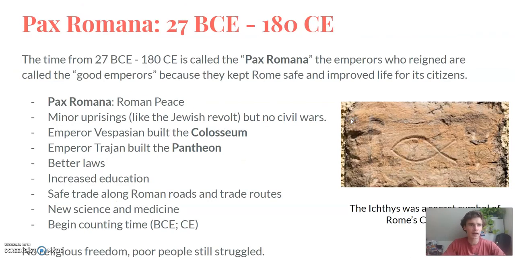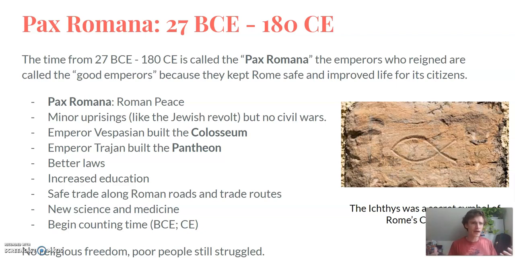So, Pax Romana is this time called the Roman peace in Latin. And it lasts for over 200 years. And this time is pretty awesome to be a citizen of Rome. The emperors who reigned during this time are mostly called the good emperors because they kept Rome safe and improved life for its citizens. So Pax Romana means Roman peace.